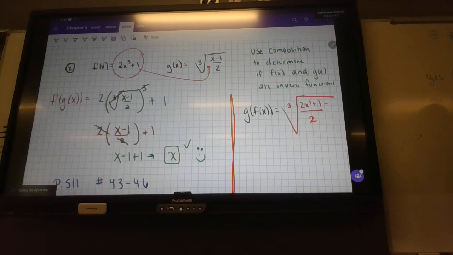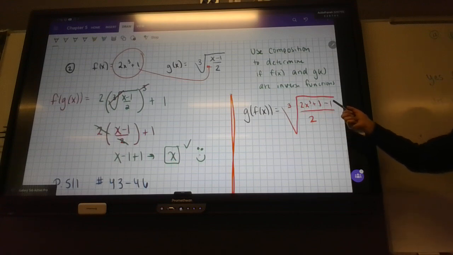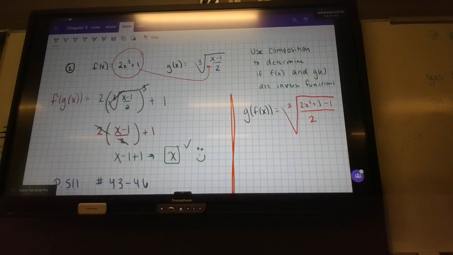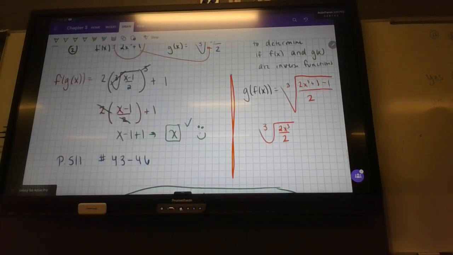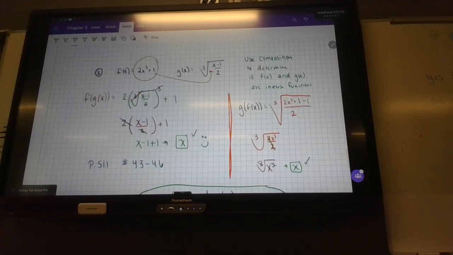That's plus 1 minus 1, in fact. Plus 1 here, minus 1 after. So plus 1 minus 1 cancel. 2x to the third over 2. The 2's cancel. Cube root of x to the third. Cancel. Just x. Yes, these are inverse because every operation met its perfect opposite.